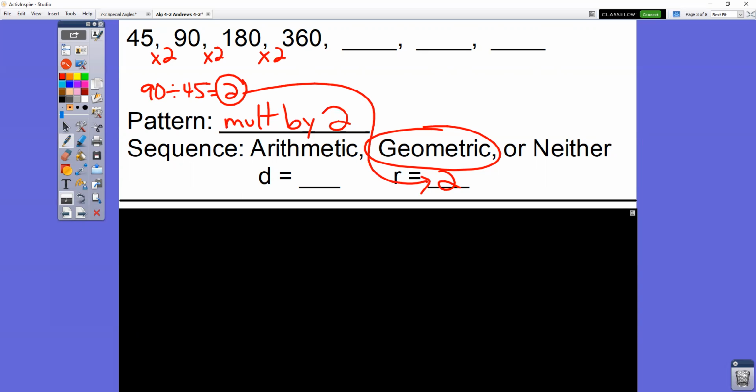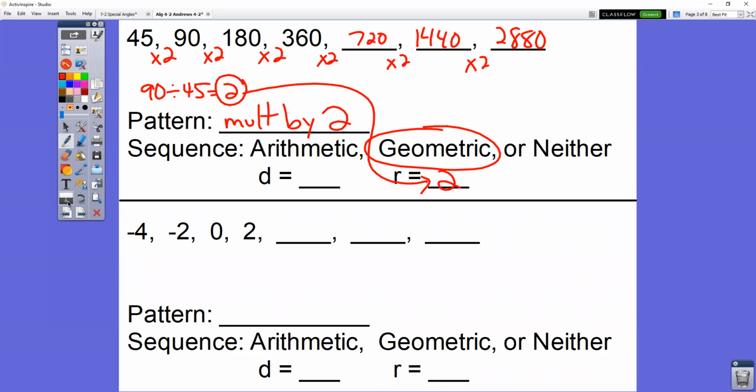So keeping on with the pattern, 360 times 2 gives you 720. 720 times 2 gives you 1,440. That times 2 gives you 2,880. In the next one, we have -4, -2, 0, 2.